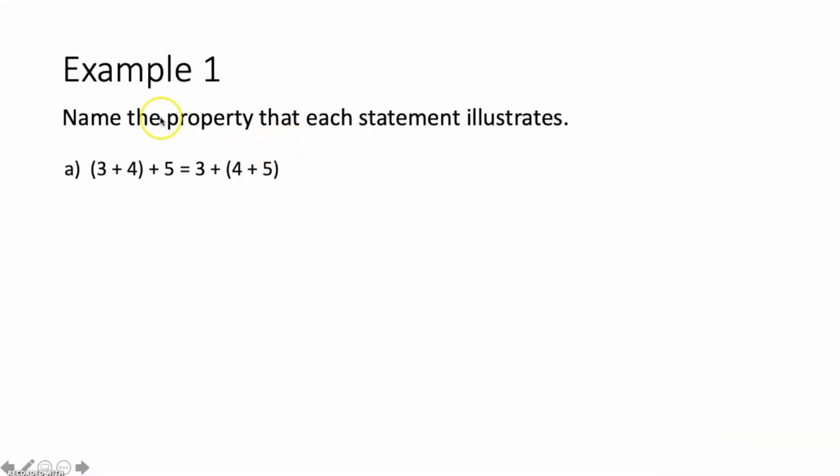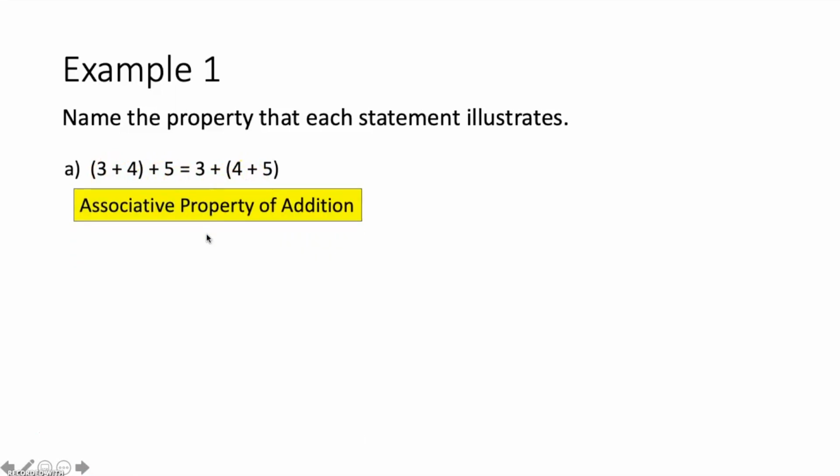Fasten those seatbelts. It's example time. Now, example 1 says, name the property that each statement illustrates. So here we have the quantity 3 plus 4 plus 5 is equal to 3 plus the quantity 4 plus 5. Again, anytime you see grouping symbols and those grouping symbols change from one side of the equation to the other, you need to think about the associative property. So yes, this is going to be the associative property. But is it the associative property of addition or multiplication? Well, it looks like all addition to me, so that would be the associative property of addition.